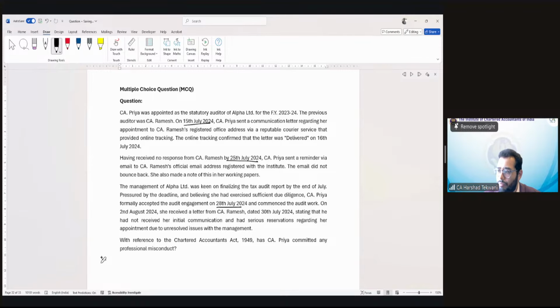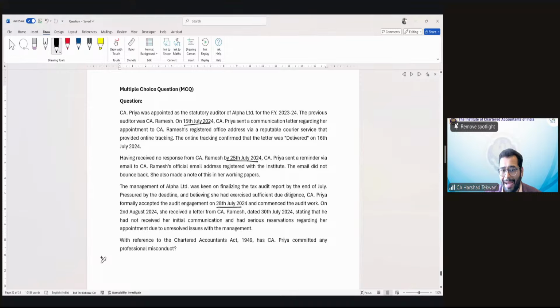The thing is that on the first she communicated via courier. Courier is not an acceptable mode as per the module. That is point number one. Point number two, she reminded via email. The email address is correct, but she reminded on the first communication, whether they received it or not, based on that courier only. She just reminded it, but I feel that it is not tantamount to effective communication.